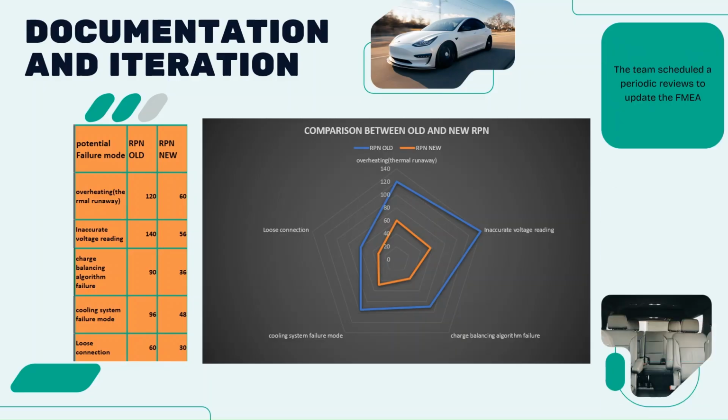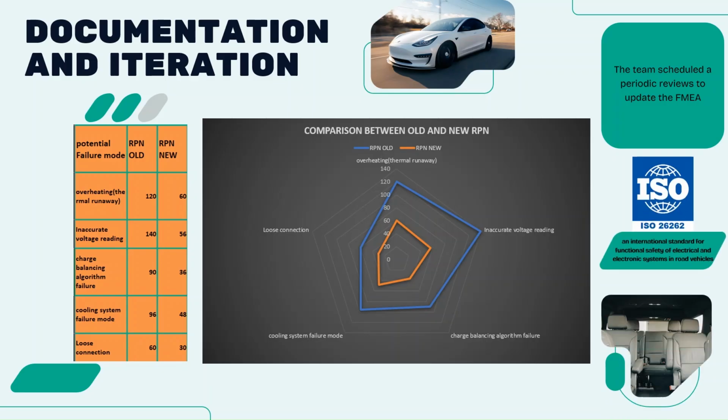The team scheduled a periodic review to update the FMEA because FMEA is a live document, so it has to go through periodic reviews and multiple iterations. This FMEA document could be given to the auditor of ISO 26262. And this ISO is an international standard for functional safety of electrical and electronic systems in road vehicles, which is quite needed for electric vehicles.